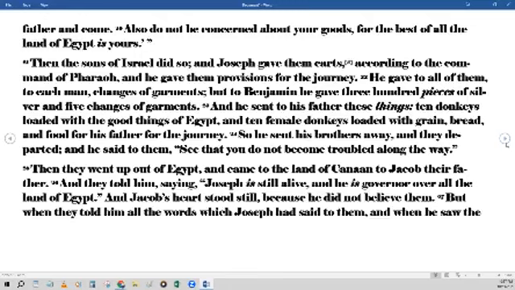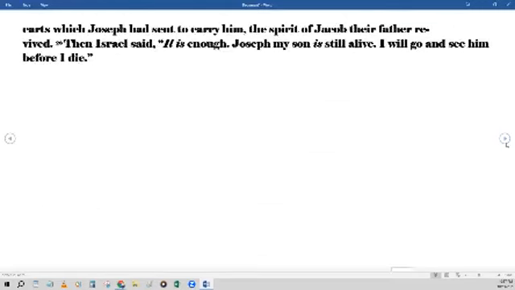But when they told him all the words which Joseph had said to them, and when he saw the carts which Joseph had sent to carry him, the spirit of Jacob their father revived. Then Israel said, it is enough. Joseph, my son, is still alive. I will go and see him before I die.